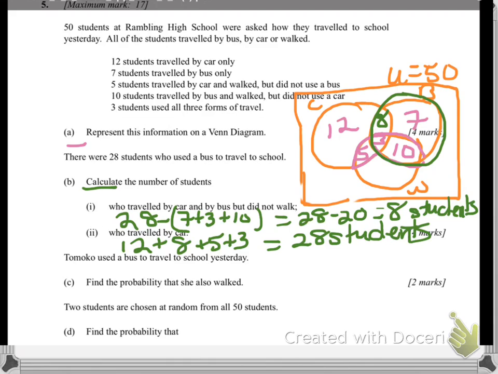Okay, Tokyo used a bus to travel to school yesterday. Find the probability that she also walked. All right, so C is a conditional probability. So this is going to be the probability that she walked given that she did the bus. All right, so how many people did the bus? Well, we already figured that out. That was 28. Now, how many people walked and did the bus? You see, that's 13. So that's 13 out of 28.